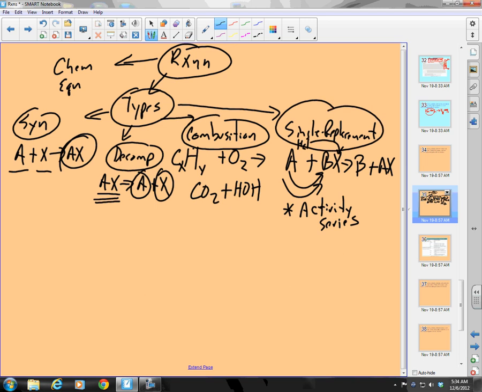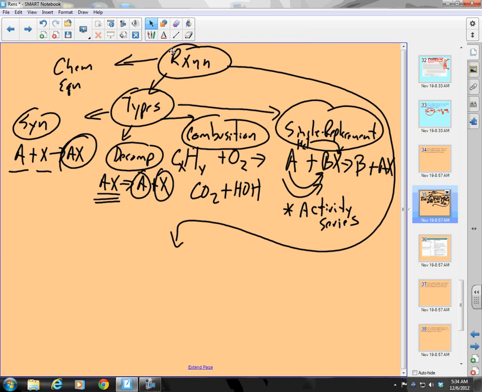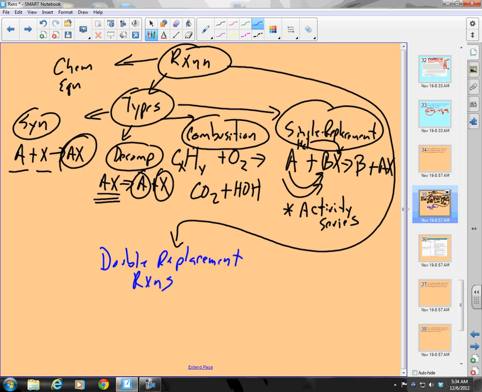And now let us talk about the last type, and that is double replacement reactions. Okay, so we want to learn about double replacement reactions.